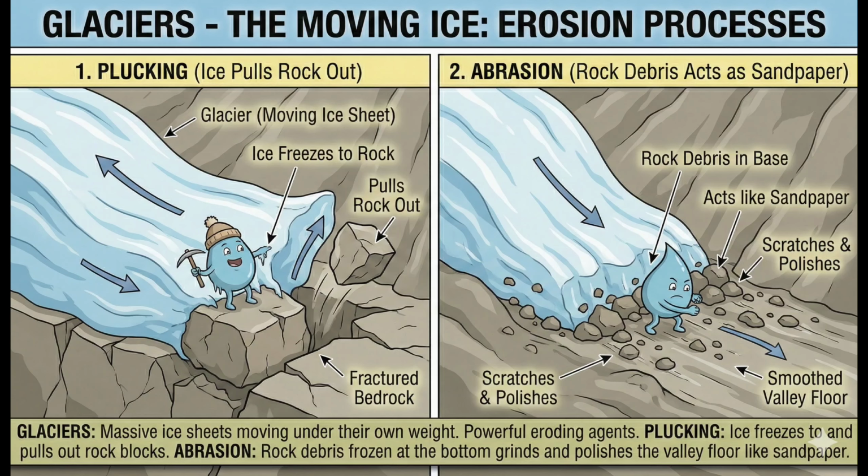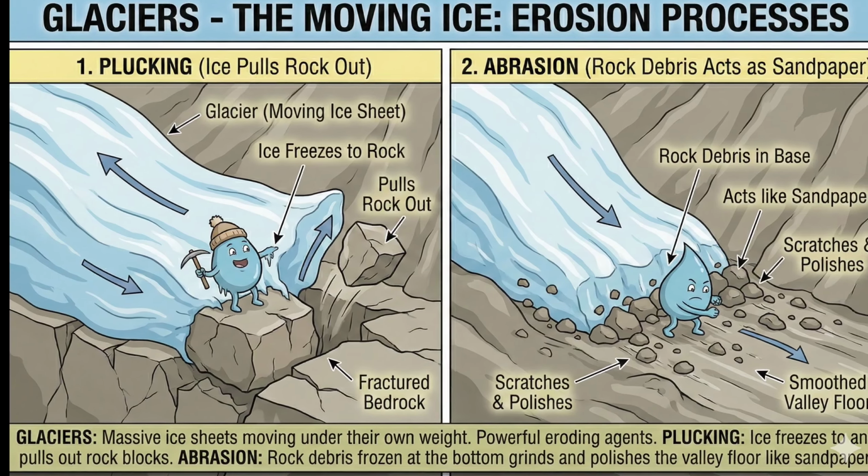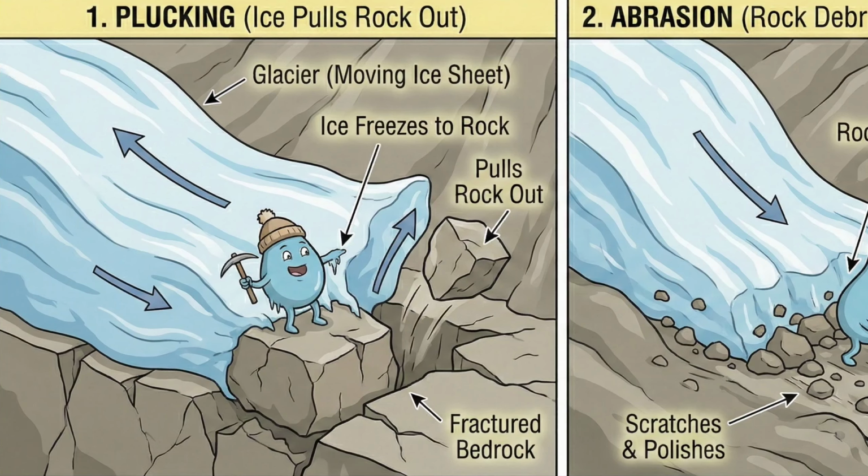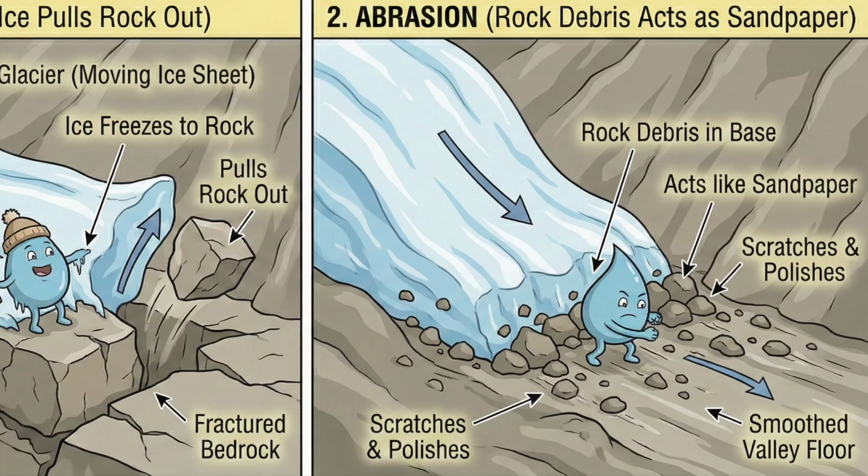Glaciers. The moving ice. A glacier is a mass of ice moving under its own weight. It is an extremely powerful eroding agent. It moves slowly, but its mass gives it incredible force. Glaciers erode in two ways. 1. Plucking. The ice freezes onto the rock and pulls blocks out as it moves. 2. Abrasion. The rock debris frozen at the bottom of the glacier acts like sandpaper, polishing the valley floor.